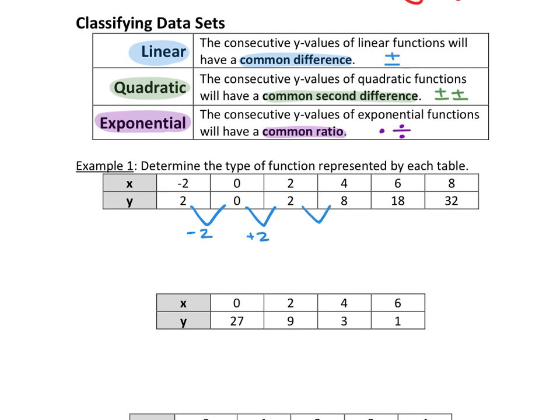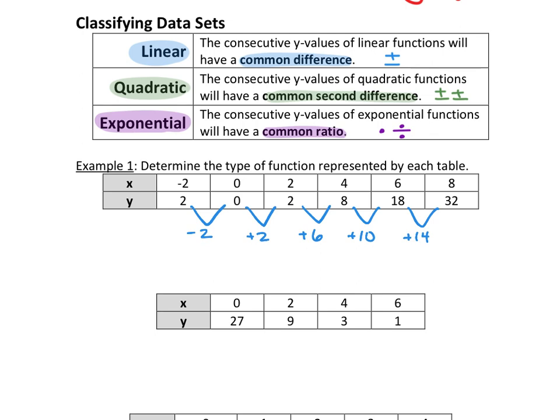How do I get from 2 to 8? Plus 2. And then 8 to 18? Plus 2. And then 18 to 32? Plus 14. Okay, so obviously those are not the same number. So this does not have a consistent common difference.